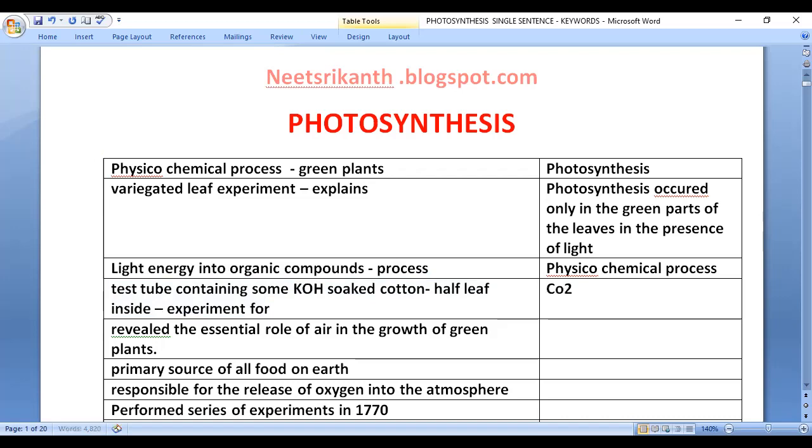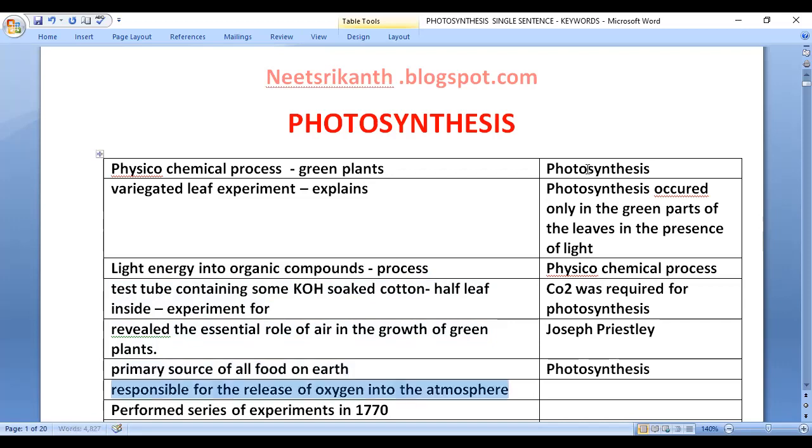Test tube containing some KOH soaked cotton and half leaf inside: experiment to show carbon dioxide was required for photosynthesis. Who revealed the essential role of air in the growth of green plants? Joseph Priestley. What is the primary source of all food on earth?